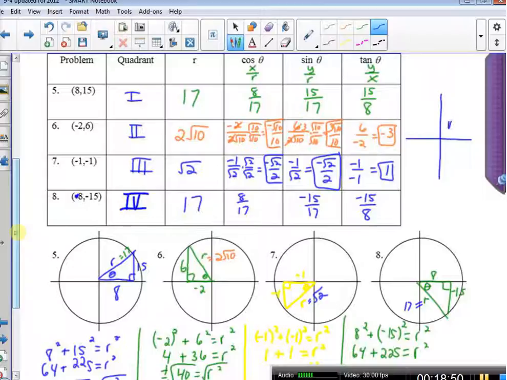We have to remember "All Students Take Chemistry," or calculus, whatever. They're all positive in quadrant 1. That's why every single one of them was positive. In quadrant 2, sine is positive. That's the only thing, and you notice the answers that happened. And then in quadrant 3, tan is the only thing that's positive, and that happened for number 7. And in quadrant 4, cosine is positive, so that's the only one that was positive for number 8.